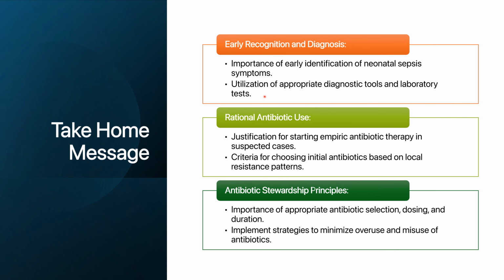It is very important to maintain an appropriate rapport with the Department of Microbiology and Pathology, so that they can help us in choosing an appropriate antibiotic therapy. Second is rational antibiotic use. We have to always have justification for starting empirical antibiotic therapy in suspected cases, and we have to have definite criteria for choosing initial antibiotics based on the local resistance patterns.